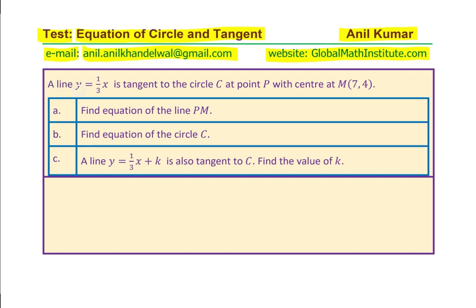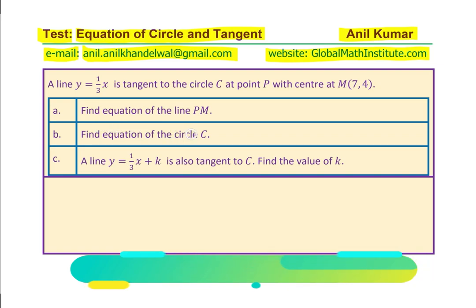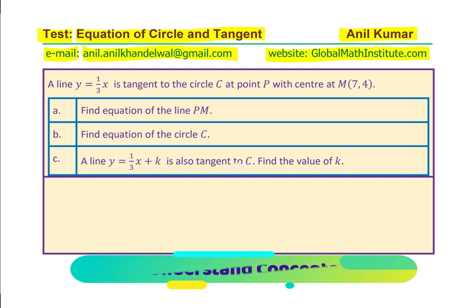A line y equals 1 over 3x is tangent to the circle C at point P with center at M, 7, 4. Find the equation of the line PM. Find the equation of the circle C. A line y equals 1 over 3x plus k is also tangent to the curve. Find the value of k. So these are 3 different parts which we need to answer.